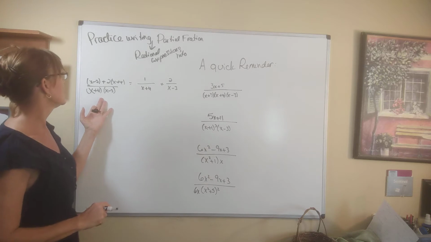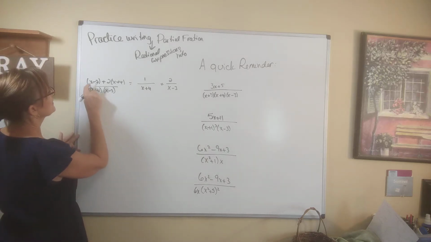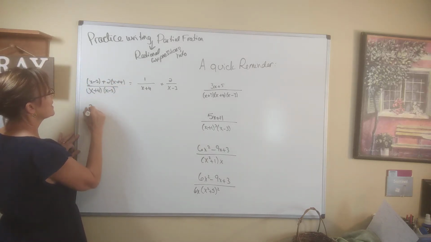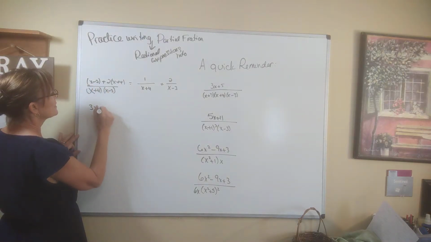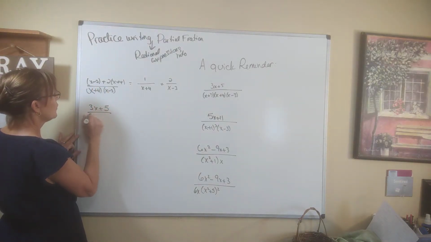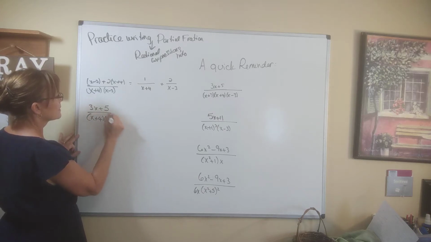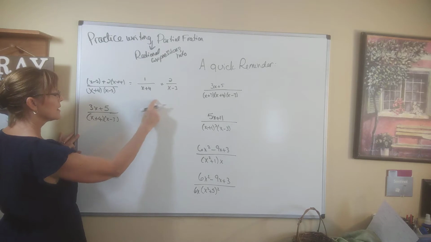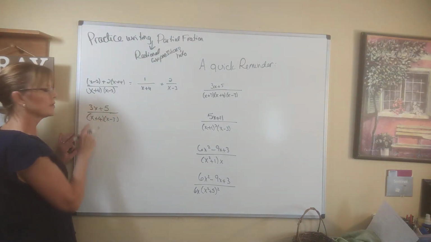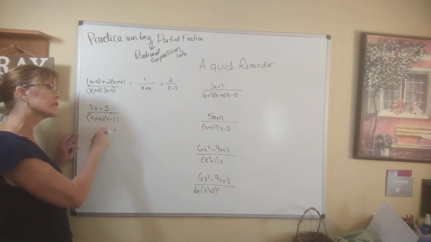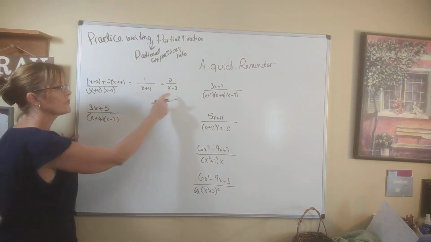Now let me just finish this. This is going to be x plus 2x is a 3x. A minus 3 plus 8 is 5. Okay, so we were interested in taking two fractions and adding them together and getting a single fraction. But now we're interested in taking a single rational expression or fraction and rewriting it into what's called partial fractions.